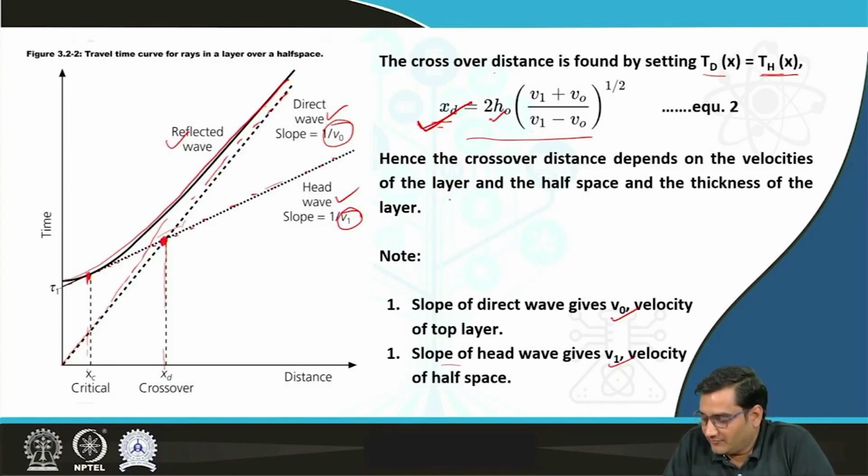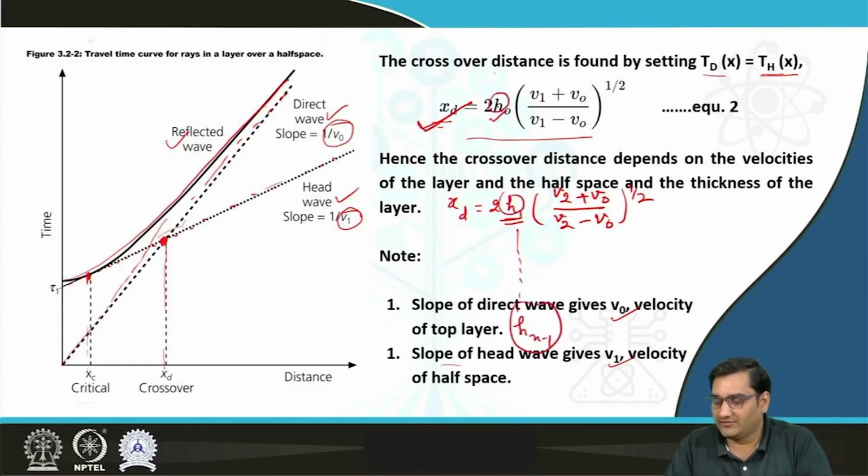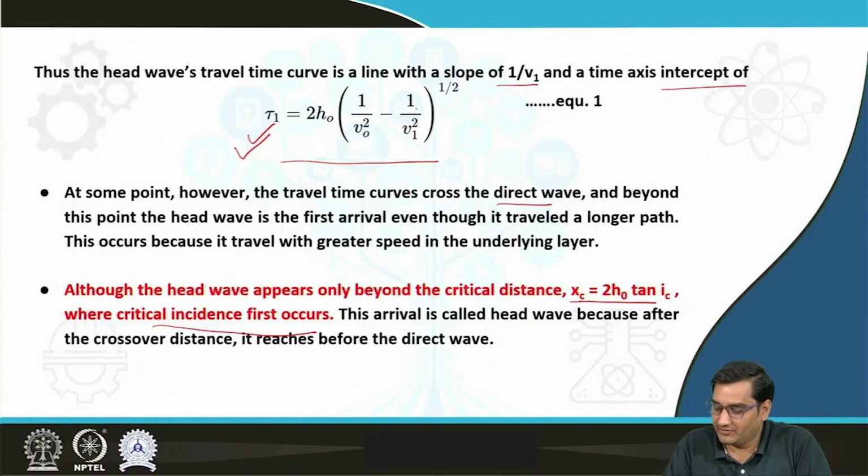And then you can keep on doing this work. So for the second case, you can do xt is equal to 2h1 under root of (v2 plus v0) divided by (v2 minus v0). Likewise, this will give you the h1. Likewise, you can keep on doing it up to hn minus 1. So that is how you can get the thickness of each of the layers. Using equation 1 also you can do the same.